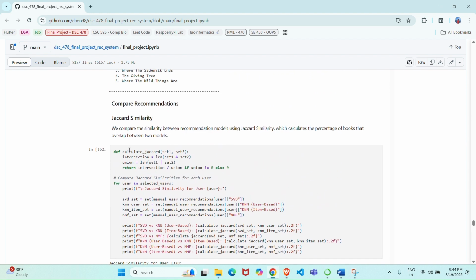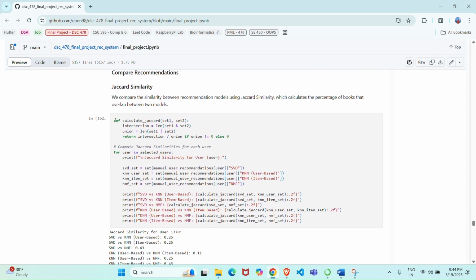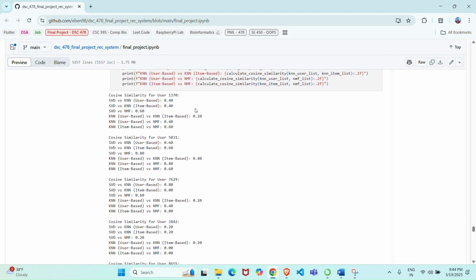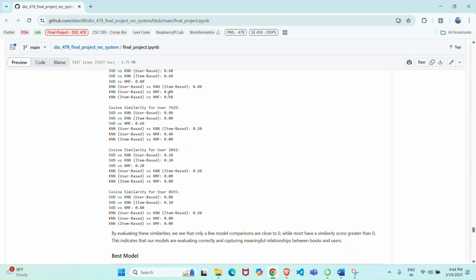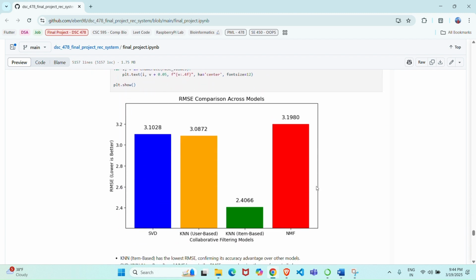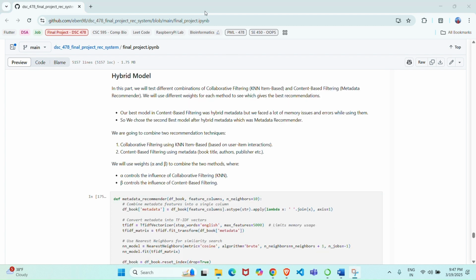And then we have compared it with the Jaccard similarity and cosine similarity. So most of these are more than 0, so they are somewhat similar. So from this visualization we can see that the KNN item based was the best fit model by comparing the RMSE values across the 4 models.